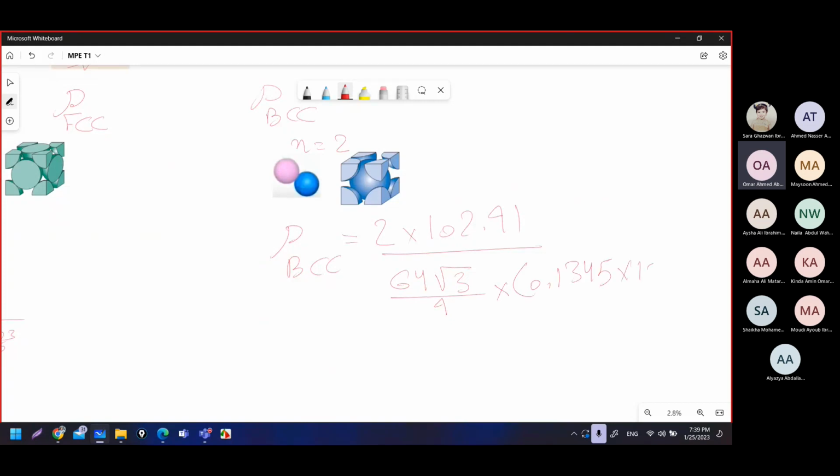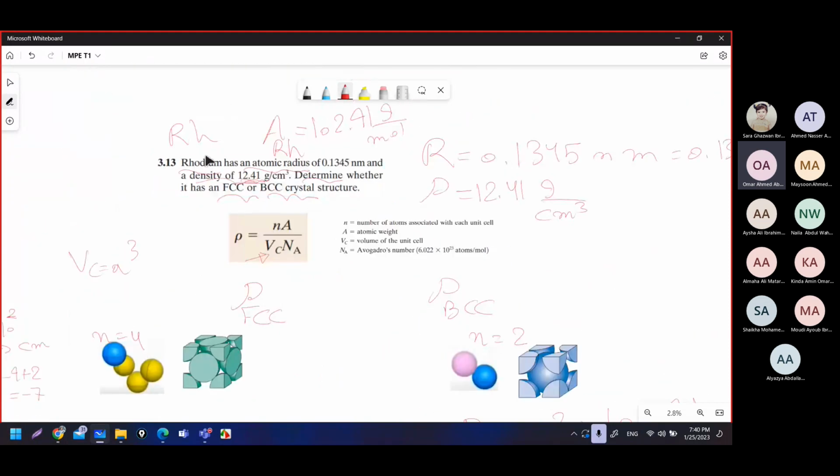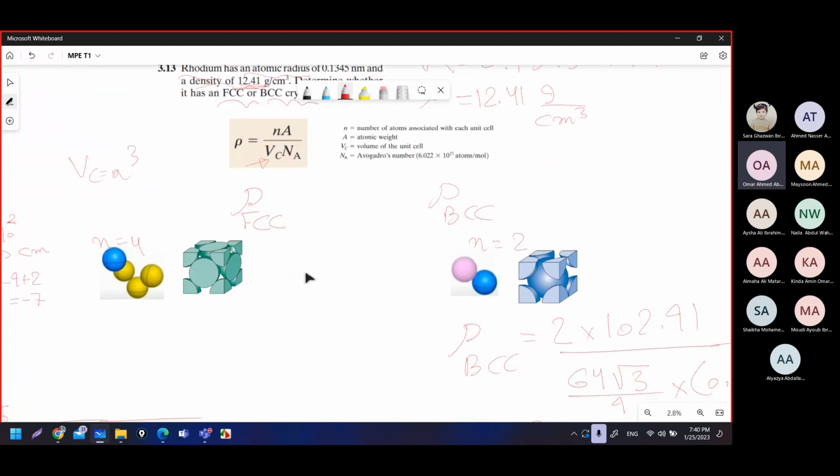So it will be 0.1345 times 10 to the power negative 7 cubed, times the Avogadro number, which is 6.022 times 10 to the power 23. So the density for BCC, if you calculate using the calculator, will be equal to 11.4046. It is not equal to 12.41, which is given in the question.